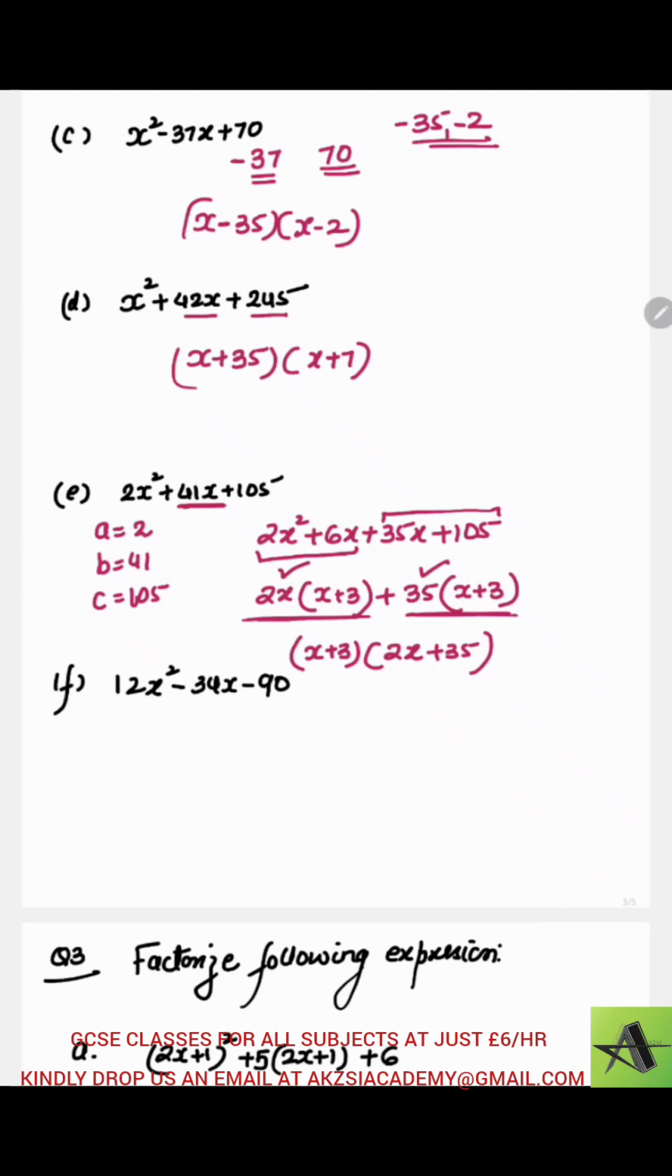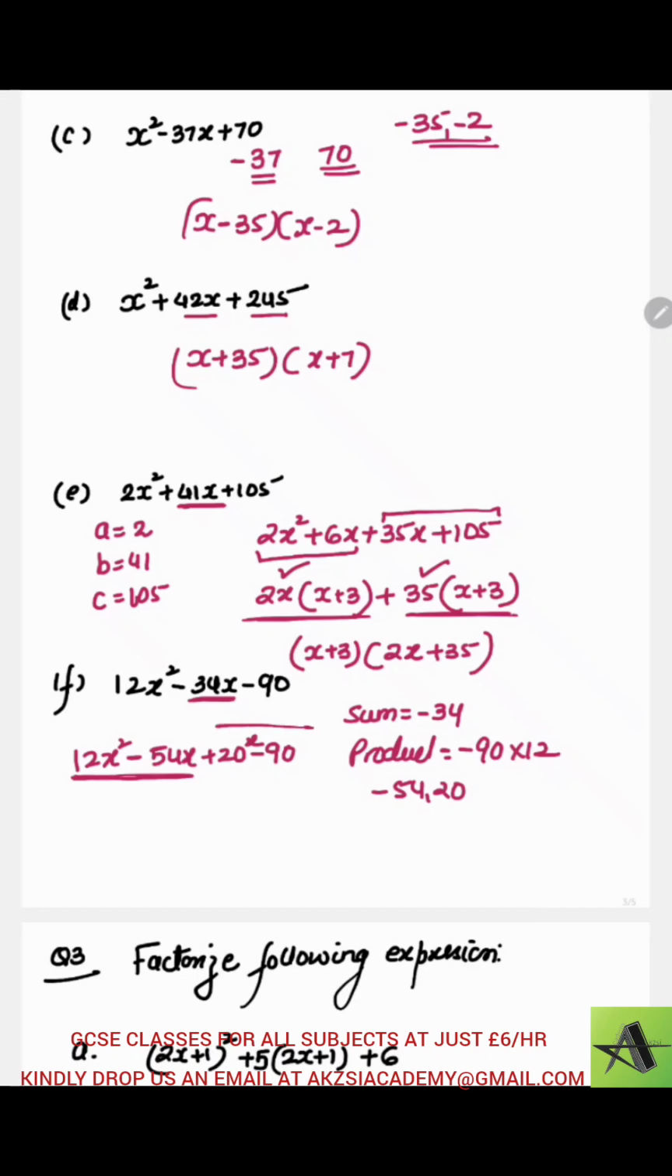Moving on to the next one, which is exactly the same, where a is not equal to 1, instead it's 12. So we have to find the sum, which is equal to negative 34, and the product should be equal to minus 90 times 12. This is a bit difficult, but you will get two numbers as minus 54 and minus 20. Well, I'll split this middle term and I'll get 12x squared minus 54x minus 20 minus 90x.